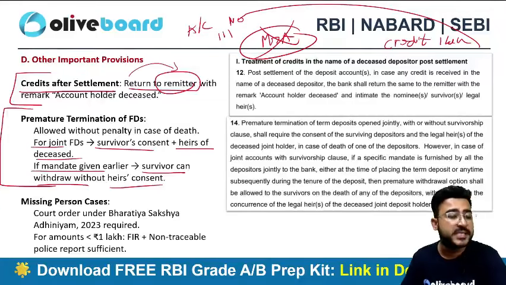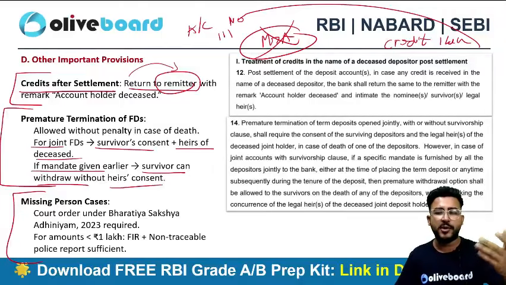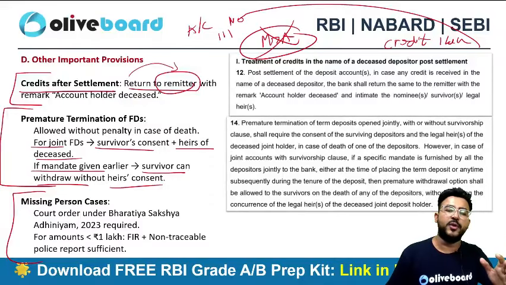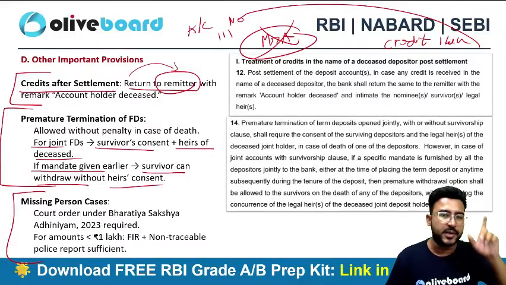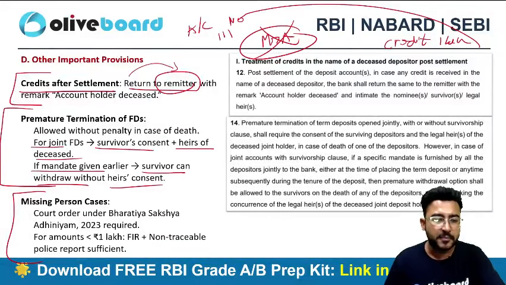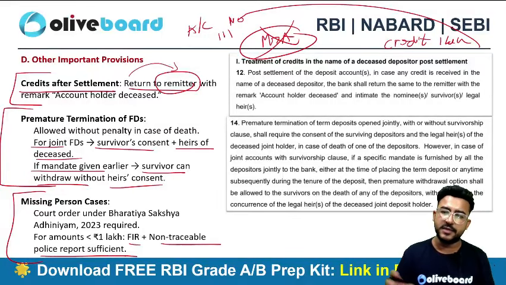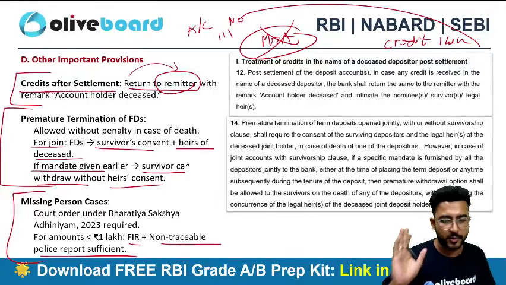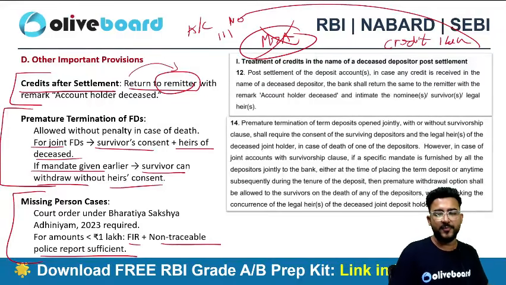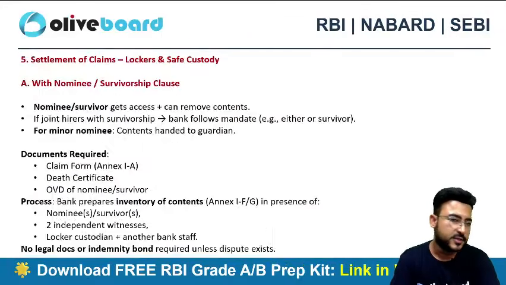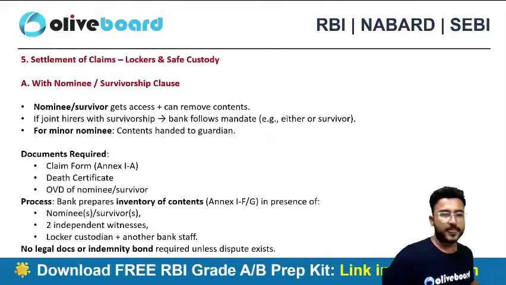In case of a missing person, let's suppose we are not able to trace a particular person, and if the deposit amount is up to 1 lakh only, right? Less than 1 lakh, not up to 1 lakh, but it should be less than 1 lakh. Plus, an FIR and a non-traceable police report is again sufficient for the legal heirs to withdraw that particular money. Now, I'm again telling you, it's more of a process-oriented circular, right? So we just need to understand the major things rather than going into too much detail here.